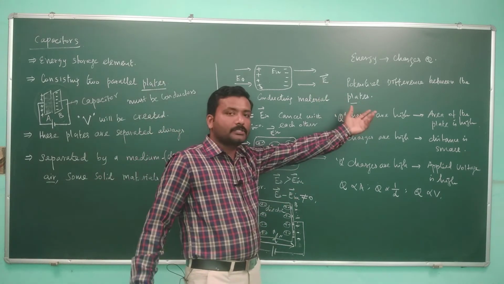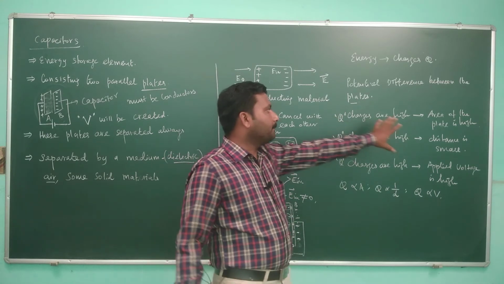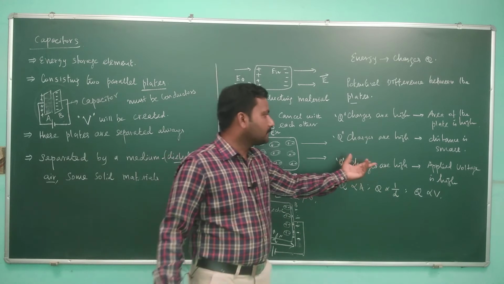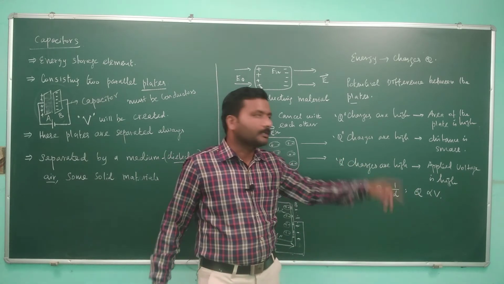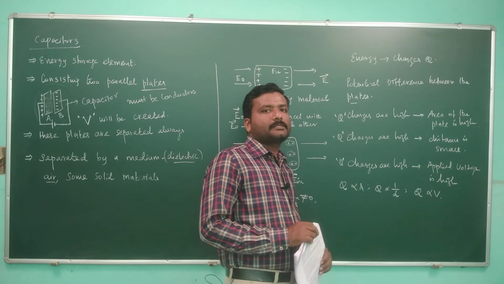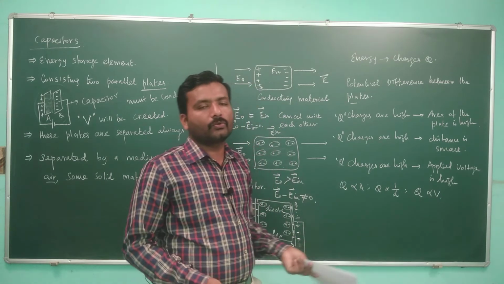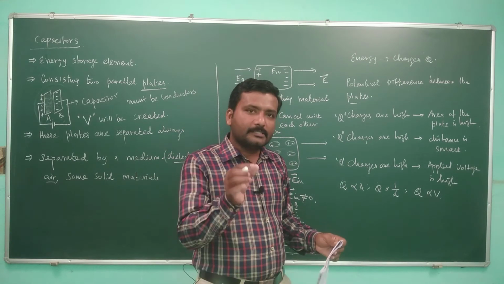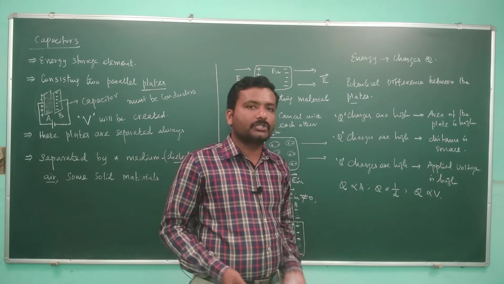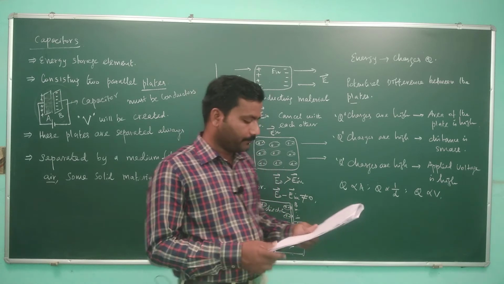So the amount of charges stored between these parallel plates depends upon the area of the plate, the distance of separation between the two plates, and the third one is applied voltage. Here, these charges are directly proportional to area. That means if the area is larger, then the quantity of charges that can be stored within these plates is high. If the distance is shorter, then you can have larger charges. And if you apply more potential, I mean more supply to the plates, then we are able to store more charges.